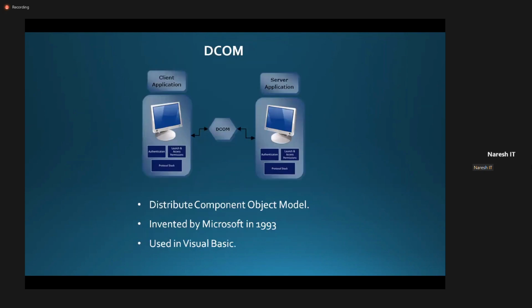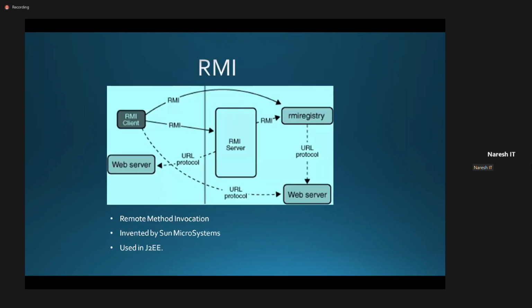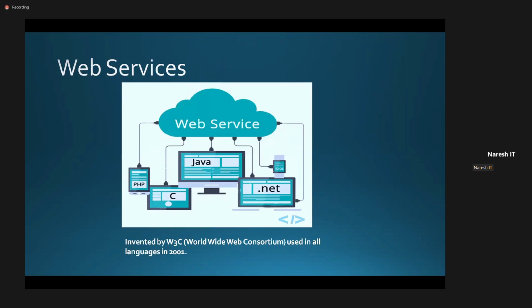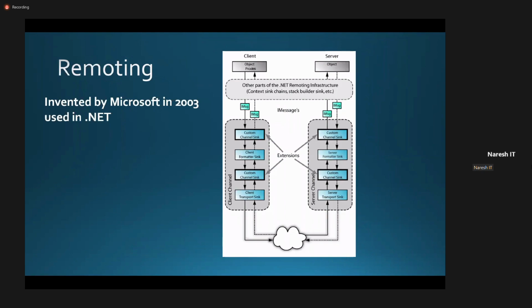We have DCOM, Distributed Component Object Model. It is used in Visual Basic-like languages. We have RMI, Remote Method Invocation, invented by Sun Microsystems and used in J2EE. We have EJB, Enterprise Java Beans, used in Java, invented by Sun Microsystems. We have web service, which is used in all technologies; almost all languages use it. Remoting is for .NET. These are all different distributed computing technologies.